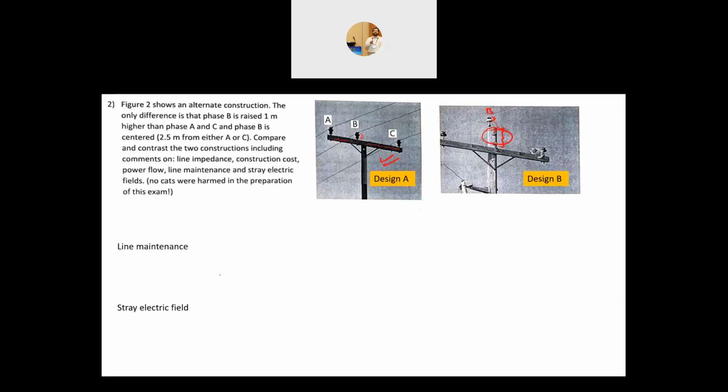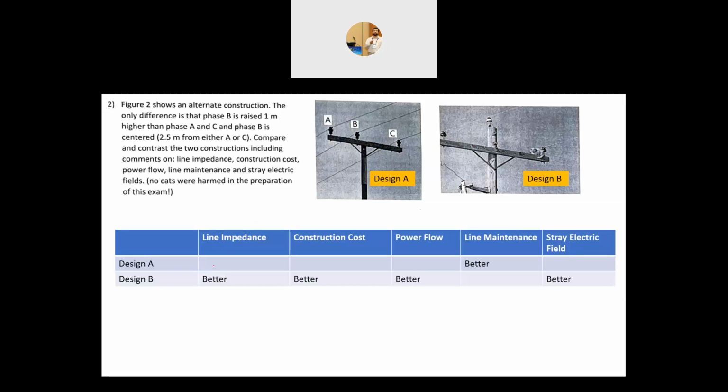Finally, when it comes to the stray electric field, VAN, which is the voltage between the phase and the ground, which is related to the electric field, is equal to 1 over 2 pi epsilon times QA, which is the charge of phase A related to the voltage, then GMD divided by the radius. Now, the GMD here in design B is a little bit lower than design A, so this will give a better stray electric field. So to sum up everything, design B is better in everything except in line maintenance, where design A is better because of the possibility of a wooden fire.